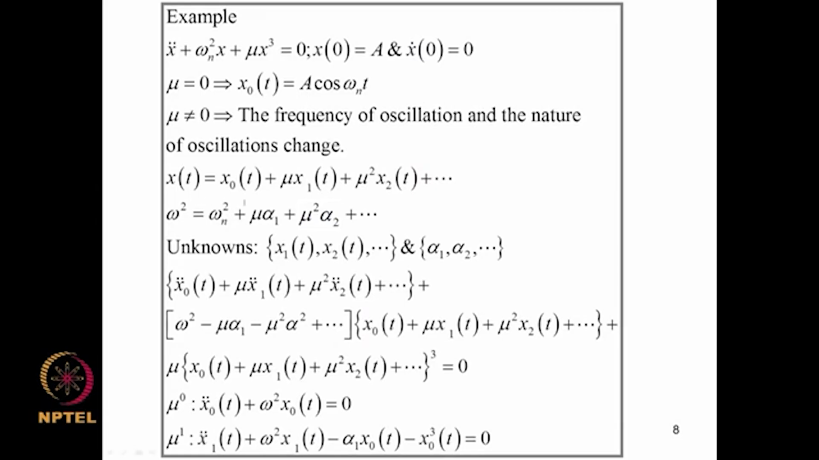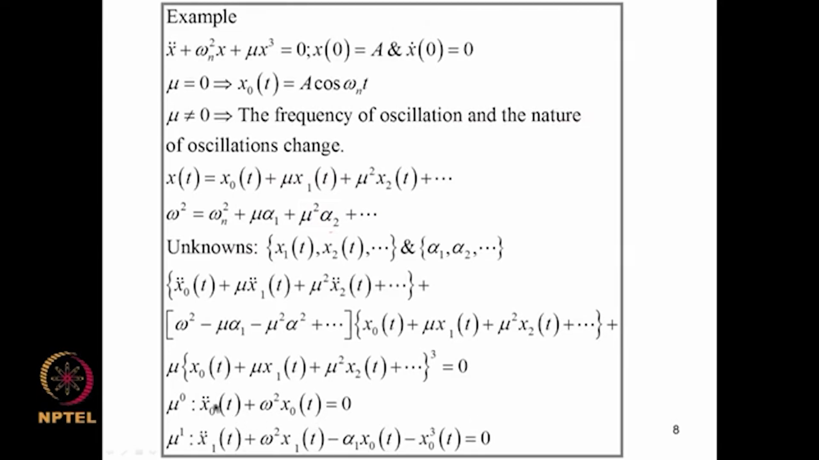So, what I will do is I will represent the solution in a series x naught of t plus mu x1 plus mu square x2 plus so on and so forth. Then omega square, which is the frequency of oscillation, I will again expand in a similar series. Now, the unknowns here are x1, x2, alpha 1, alpha 2, they are not known; x naught and omega n are known. What we do is we substitute this assumed solution into the given equation, and then collect terms on both sides which are powers of mu. So, if you collect terms on mu to the power of 0, I get this equation, mu to the power of 1, I get this equation.